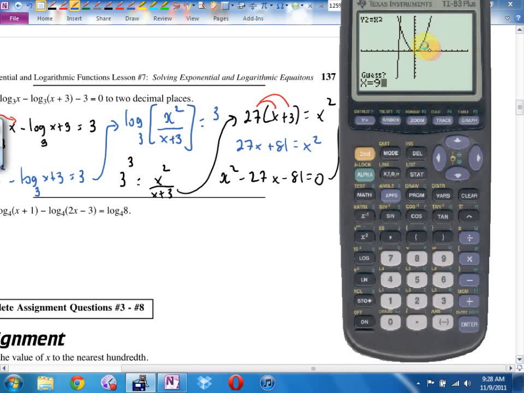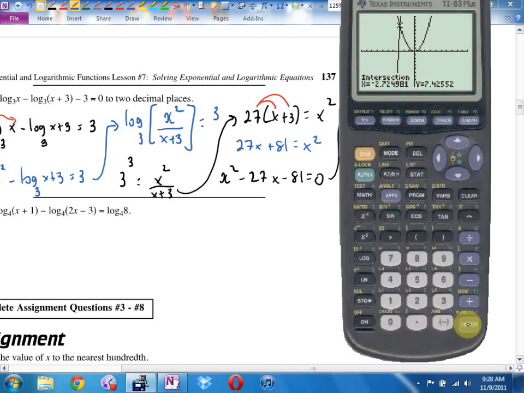Is there only one root? There is a second root. What's the second root? Sorry? 29.7. So right now, I haven't found it yet. I'm going to have to go window, and I'm going to have to make my X max maybe 50 to see if this fits on my screen.